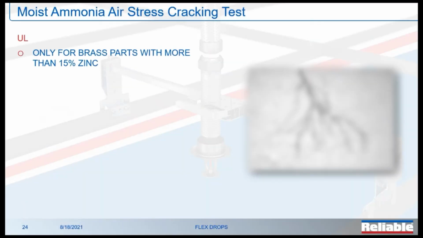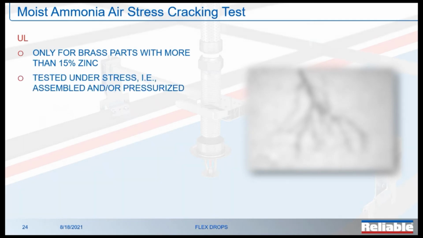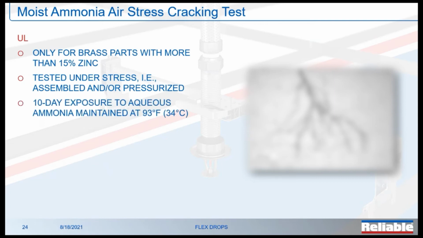So this is an interesting one here. I think it exists, but I'm not sure how widely it's used. Not knowing a lot of the details of all the flexible products out there, I don't know how many of them actually use brass parts. But if they meet this requirement at UL, you will do a moist ammonia air stress cracking test. Basically, it's tested under stress in its bent state, assembled and pressurized.